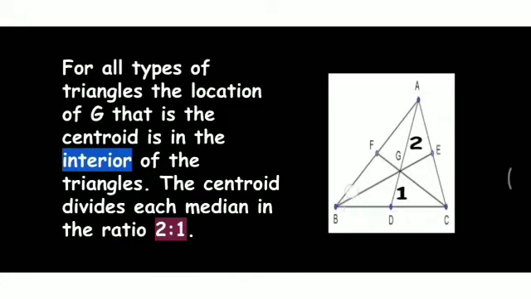Here the second median is segment BE. So segment BG will be two parts and segment GE will be one part. And similarly from vertex C, segment CF is the median. So segment CG will be two parts and segment GF will be one part. So this centroid divides the median in the ratio 2:1. As we have learned, point G divides the median into 2:1 ratio.